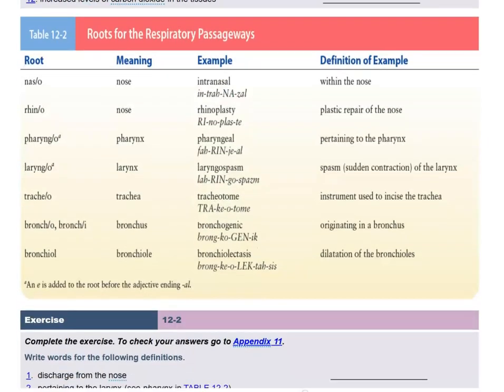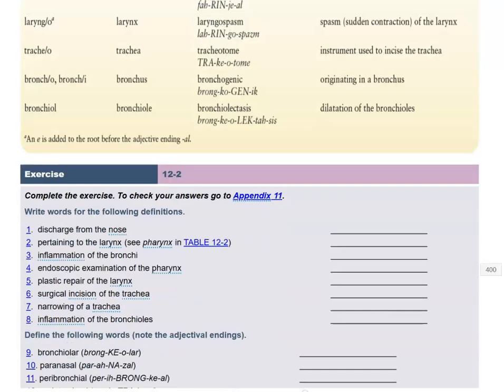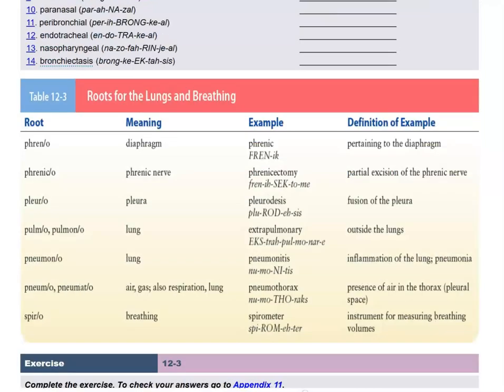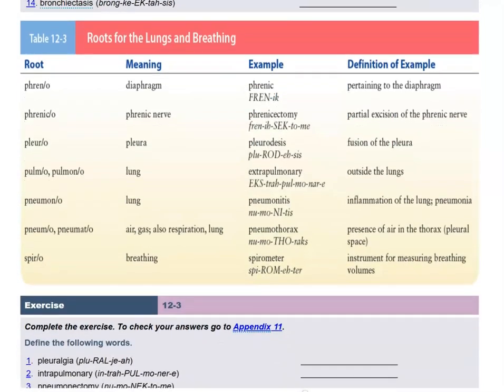Here's more. These are root words for the respiratory system. Nas, naso, rhin, rhino, pharyngo, pharynx, larynx, laryngo, trache, tracheo, so on, bronchio, bronchi, bronchiole. Another exercise, 12:2, and then root words for lungs and breathing. Phren, phrenico, pleur, pleuro, pulm, pulmo, pulmono, pneumo, pneumato, spiro.